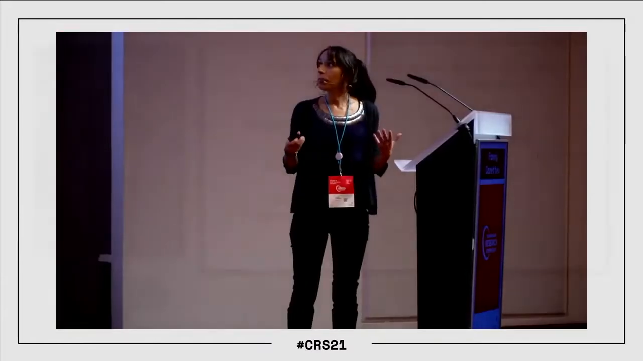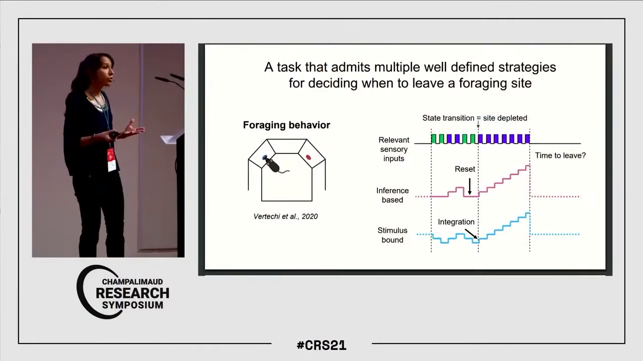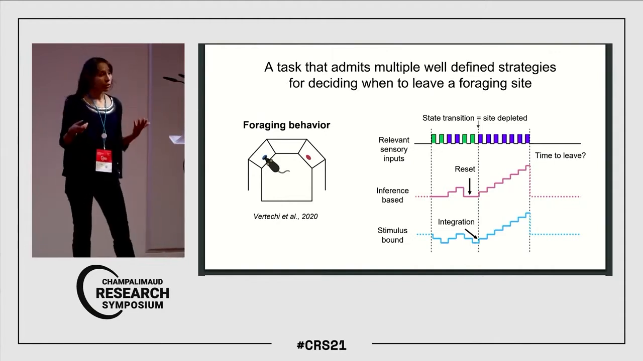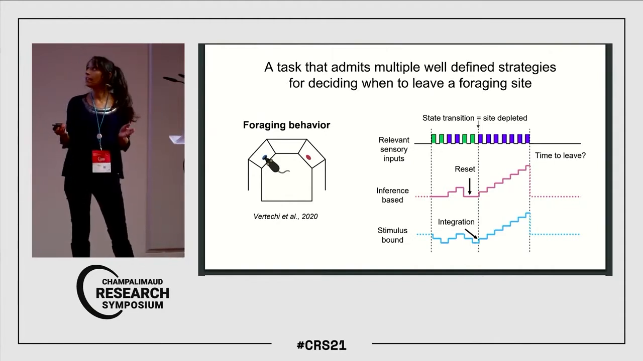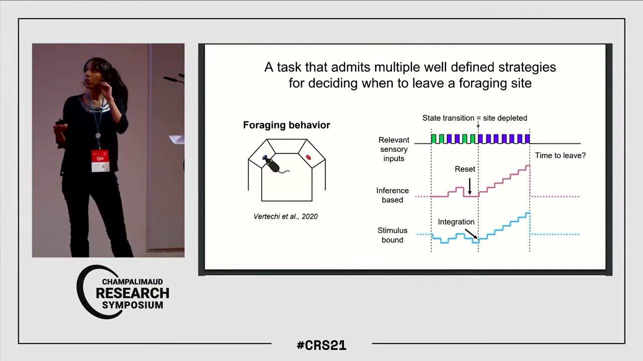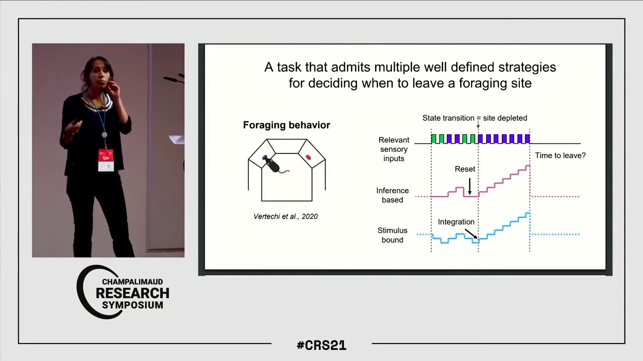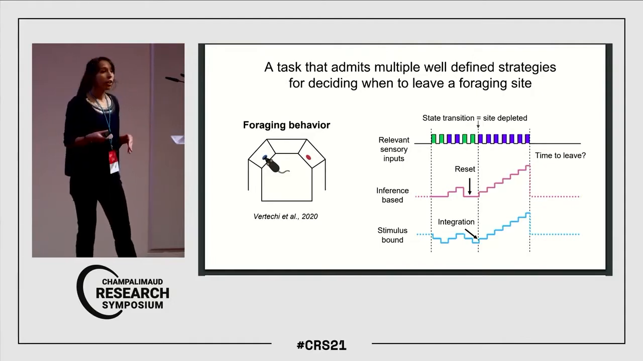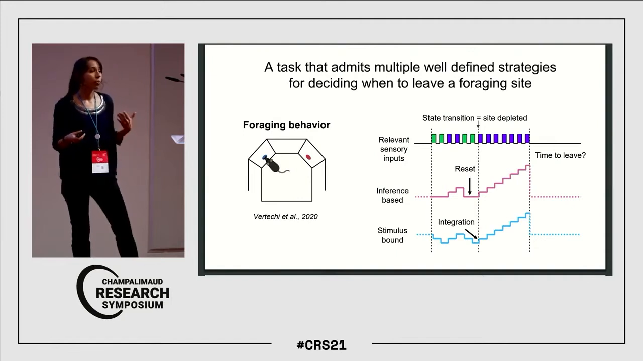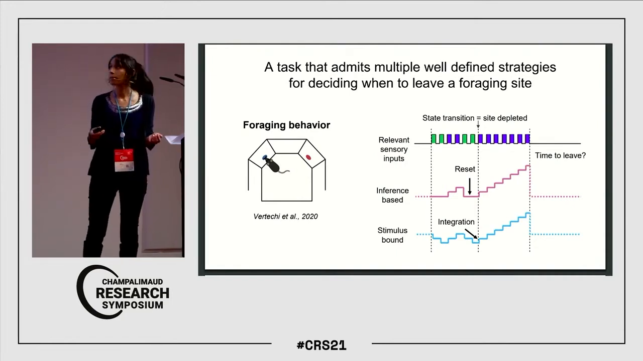So, for example, we have an inference-based strategy that requires integration of these failures toward the decision to leave and a reset upon reward delivery, because this really shows that the mouse understands that when there's a reward, the resource is still available. So the mouse understands the latent structure of the task.